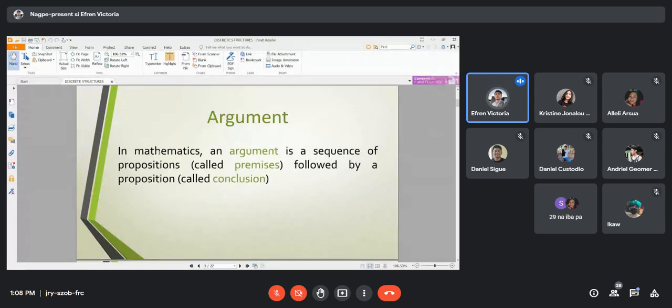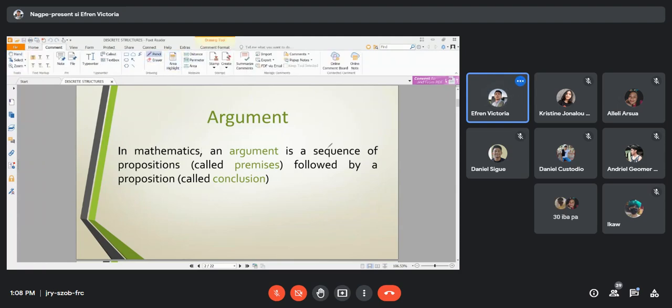So, let us start with argument. In mathematics, an argument is a sequence of propositions called premises, followed by a proposition called conclusion. So, makikita natin dito kung ano yung format niya. So, yung mga premises natin at saka saan nakalagay si conclusion.